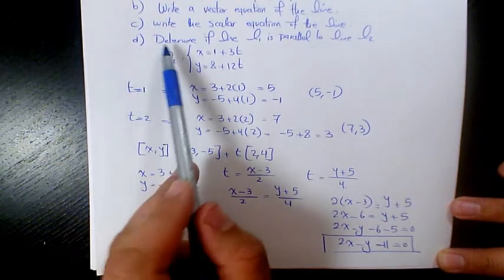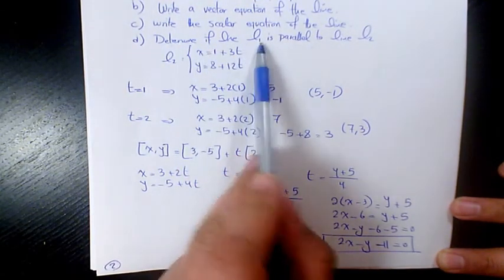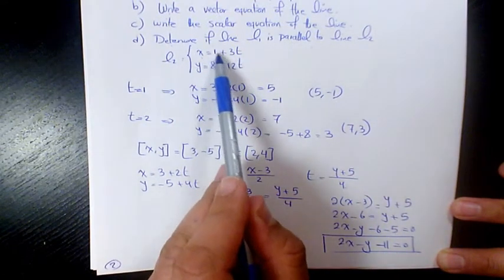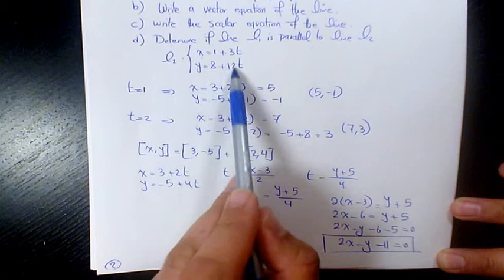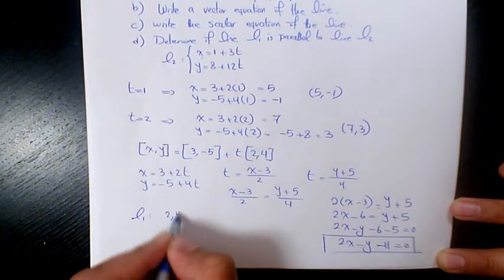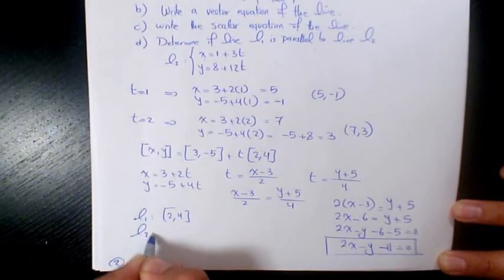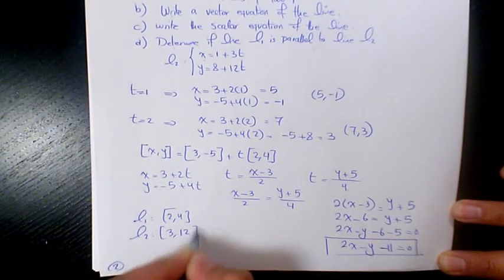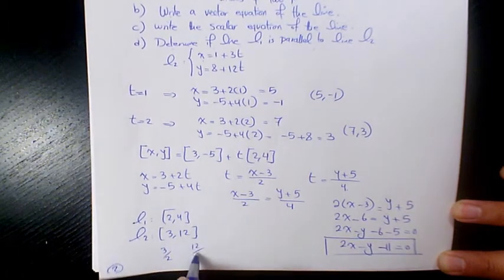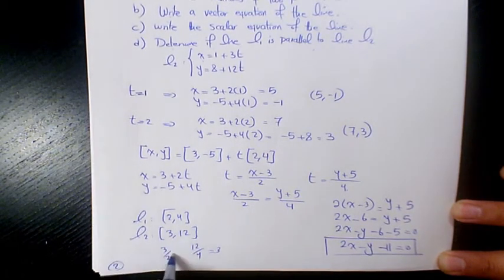Then in part D, it says determine if the line L1 is parallel to the line L2, which is x equals 1 plus 3t, y equals 8 plus 12t. So the slope of L1 is 2 and 4. The slope of L2 is 3 and 12. Here we have 3 over 2, and here we have 12 over 4. This one is 3, this one is 1.5.